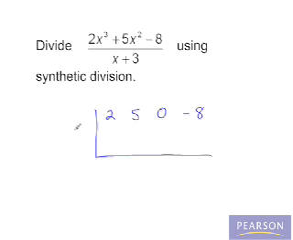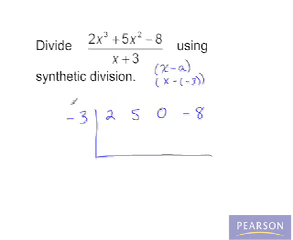The value that goes out to the left of our synthetic division problem, we have to always keep in mind that we are dividing by the quantity x minus a. We have to always be thinking in terms of dividing by x minus a, and our a value is what we place out here to the left-hand side. Therefore, we have to think of x plus 3 as being the same thing as x minus negative 3. X minus negative 3 is the same thing as x plus 3, so therefore this a value would be negative 3, and that's what I placed out to the left of our synthetic division problem.